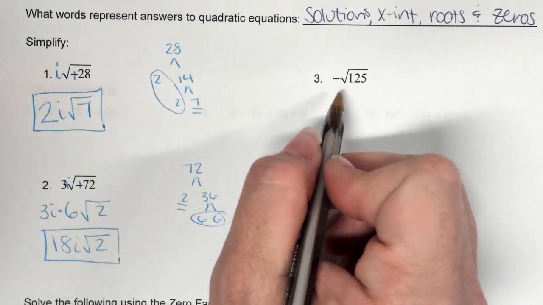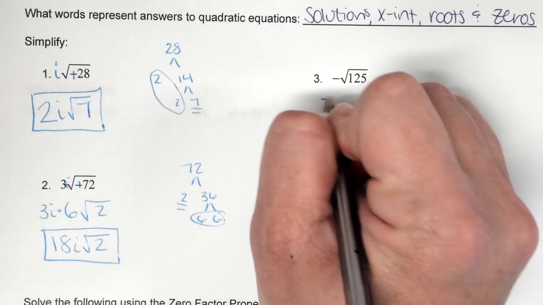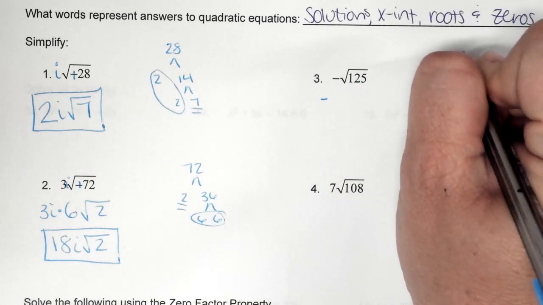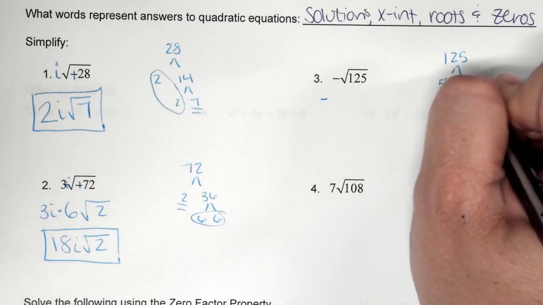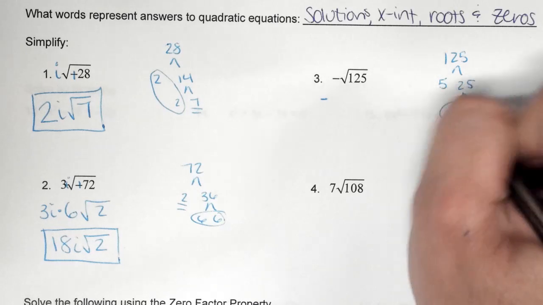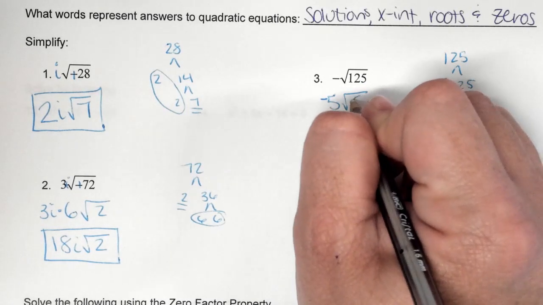Now, this one has the negative on the outside. That's okay. This is not imaginary. It's just telling me that I'm going to put a negative in front of whatever I take out. So 5 goes into 125 25 times. And then 25 is a perfect square of 5 and 5. So I have a 5 I get to take out, and a 5 I get to put back inside.